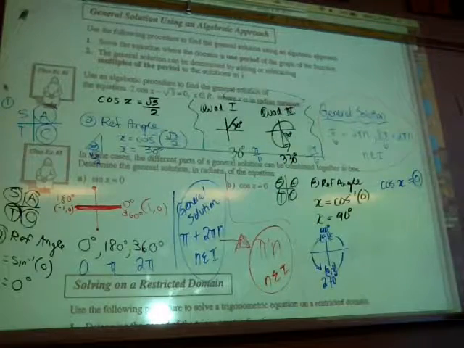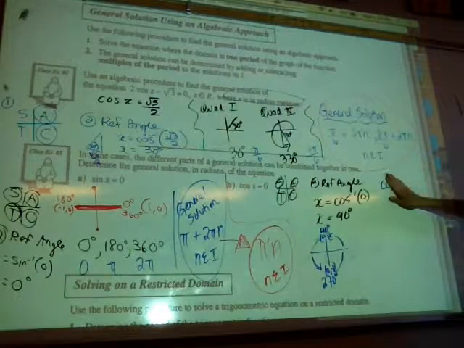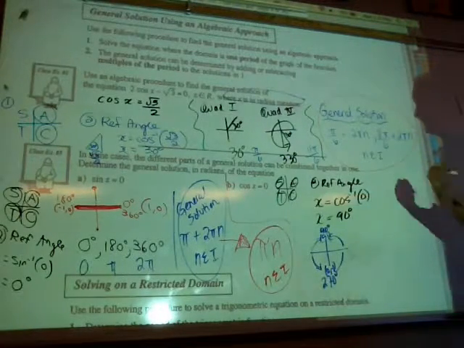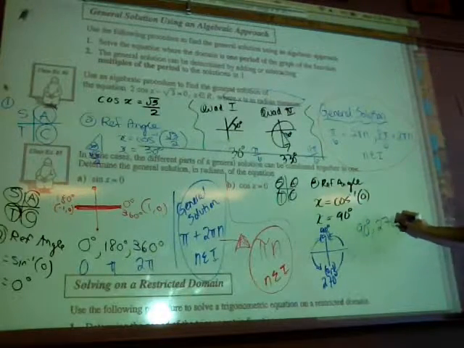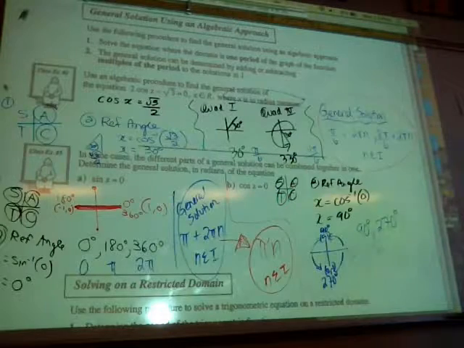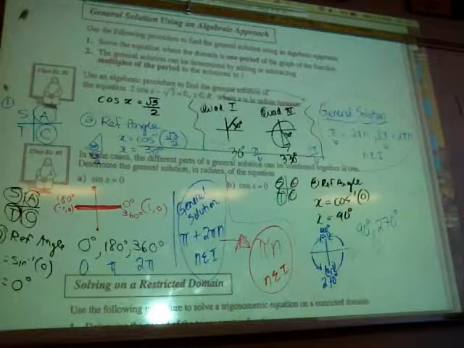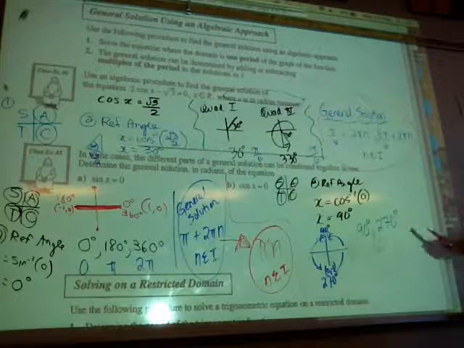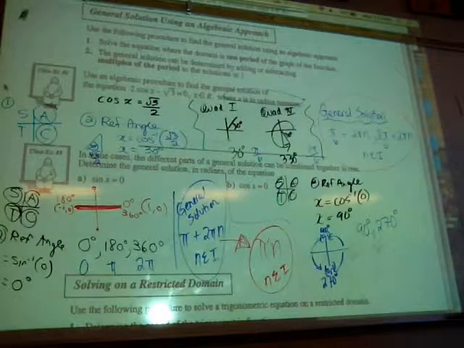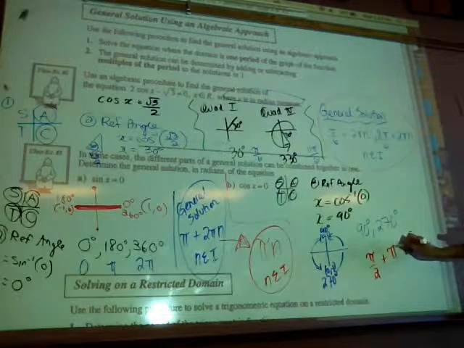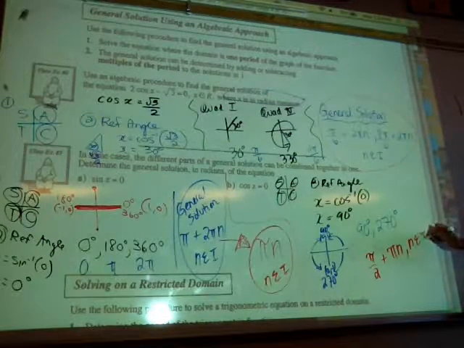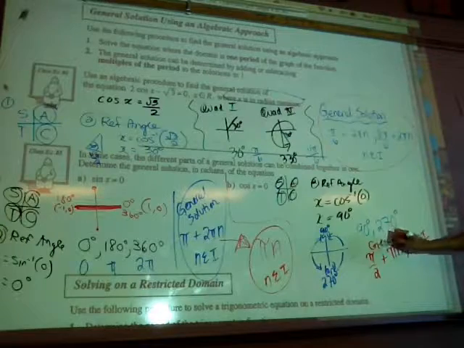Inverse cosine of 0. Okay, so we figured out our solutions to be 90 and 270 degrees. What's the difference between those? 180. Okay, but it starts at 90 degrees. So we have pi over 2 plus pi n, where n is an integer. This is our general solution.